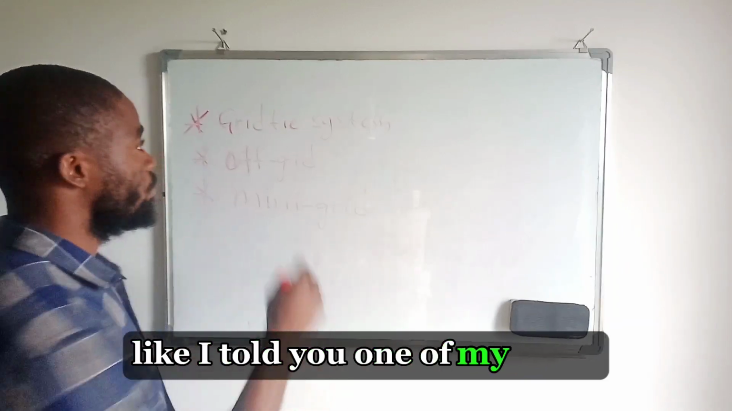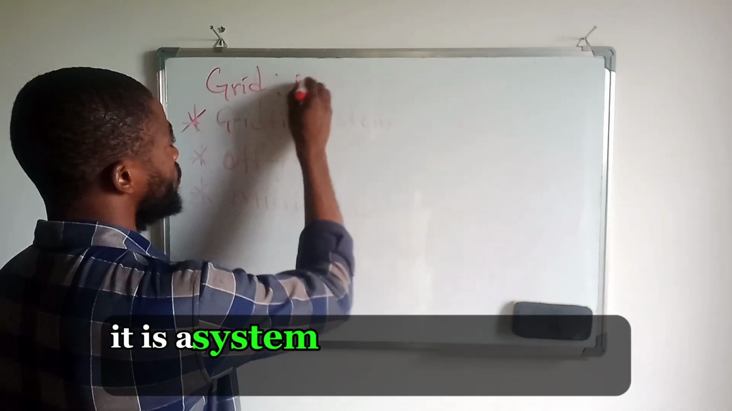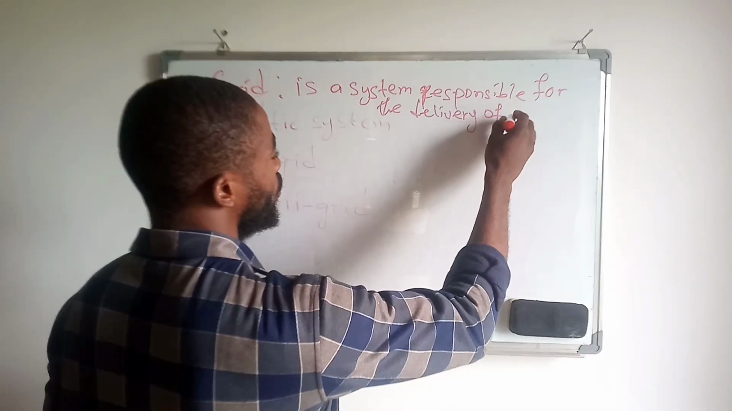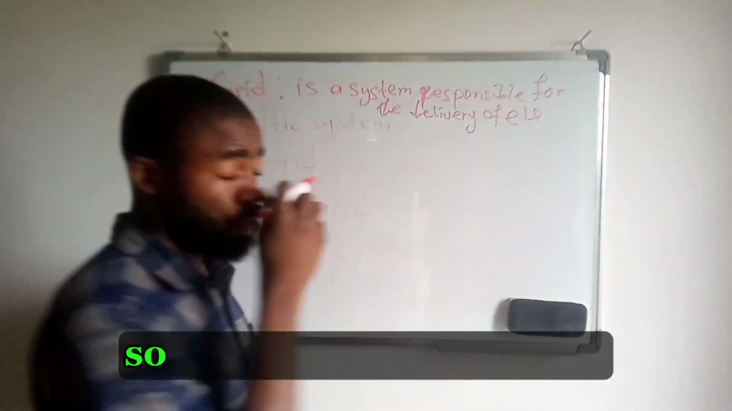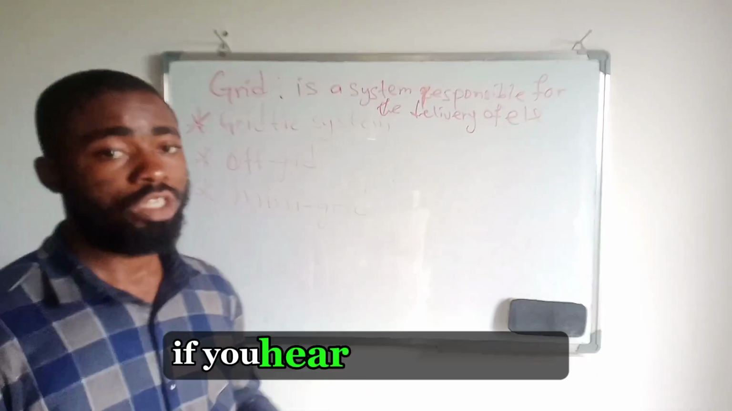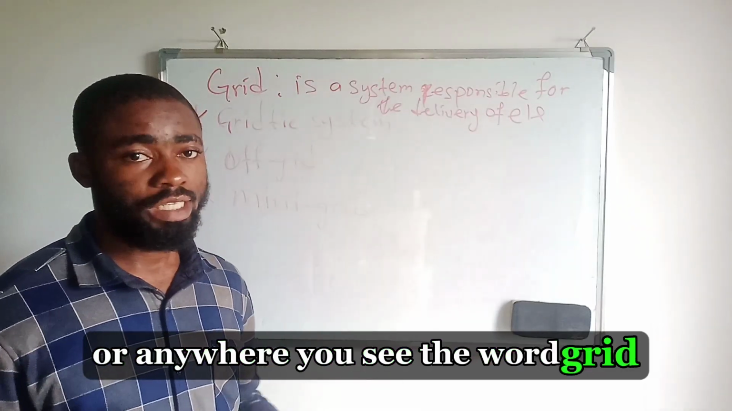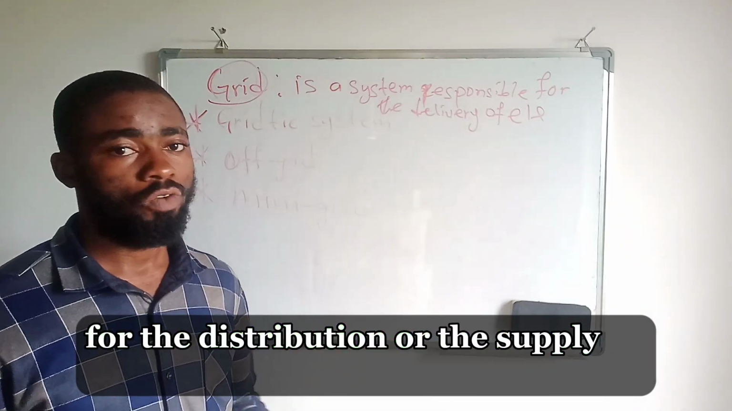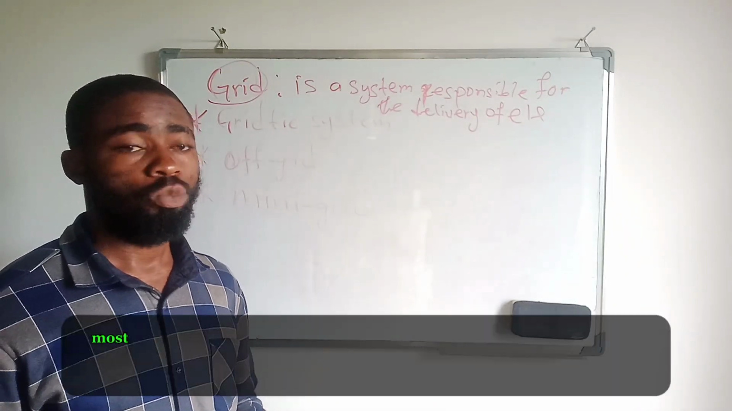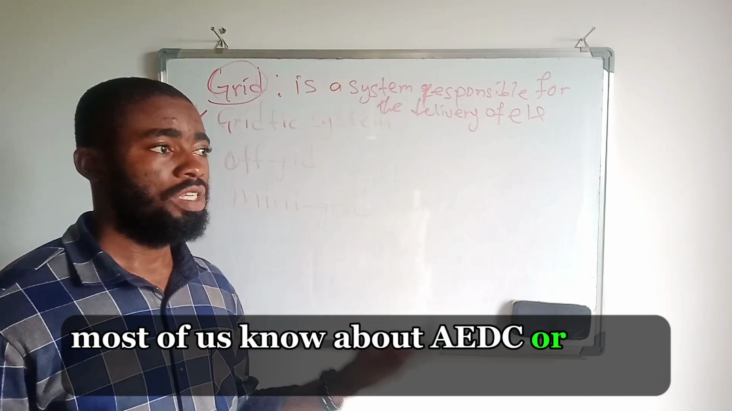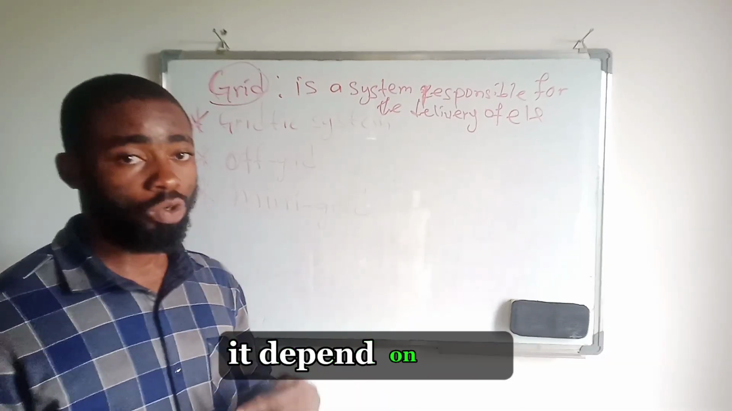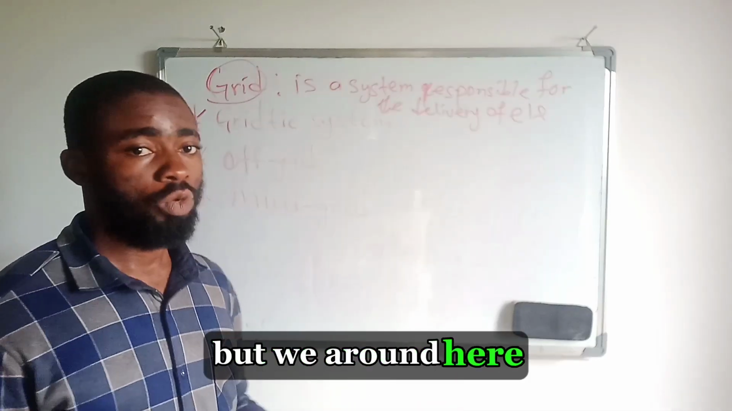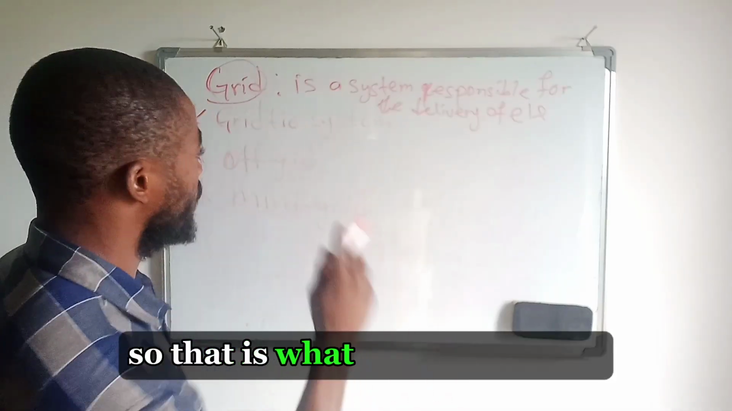Like I told you in one of my videos, grid is a system responsible for the delivery of electricity. So that is what grid is all about. Anywhere you see the word grid, we are talking about a system which is responsible for the distribution or the supply of electricity. We in Nigeria, most of us know about AEDC or EEDC, wherever you are. It depends on your geographical area, but around here we use AEDC. So that is what grid is all about.